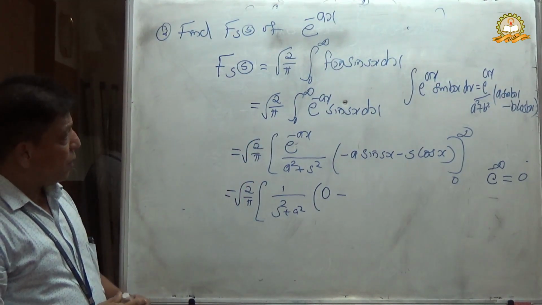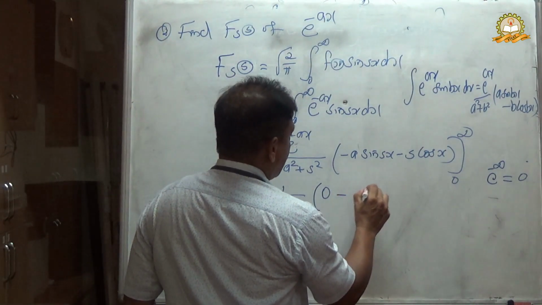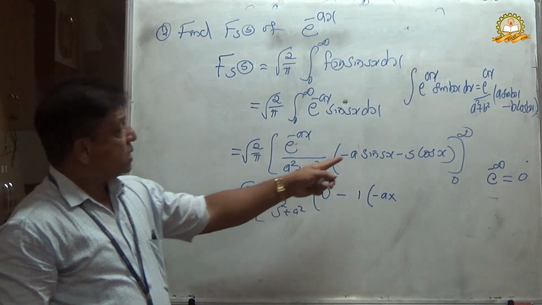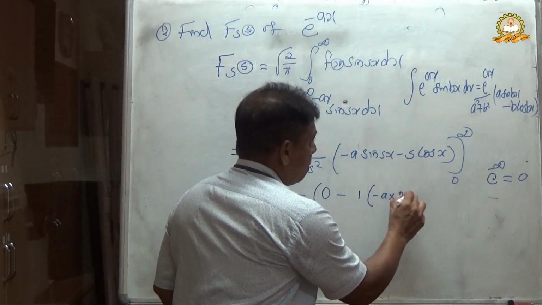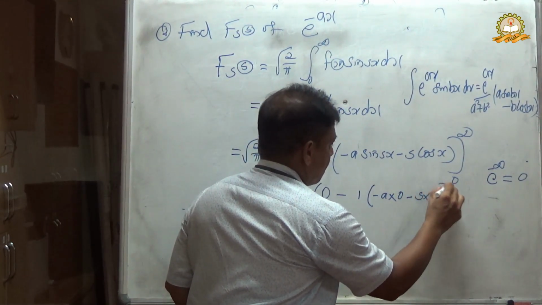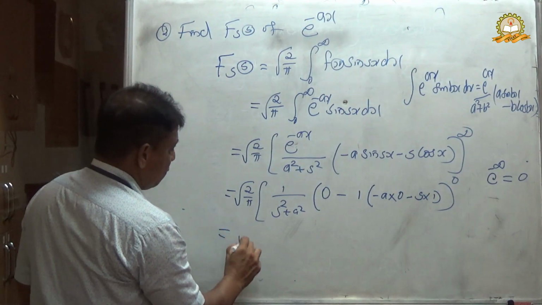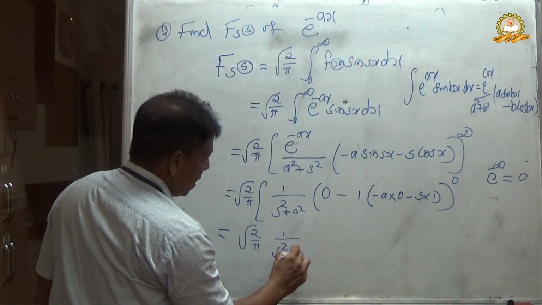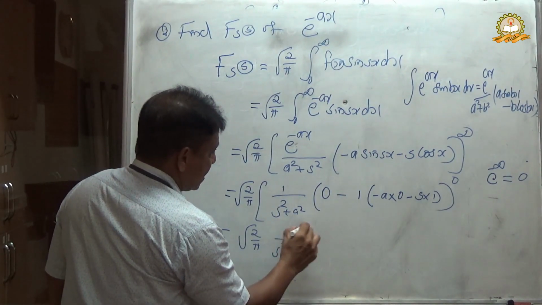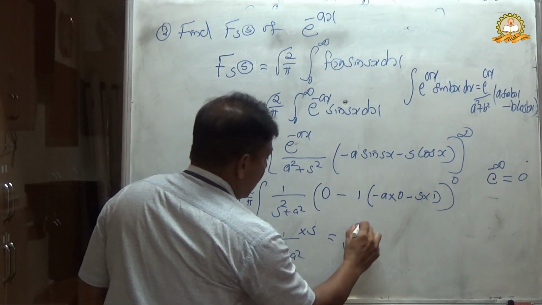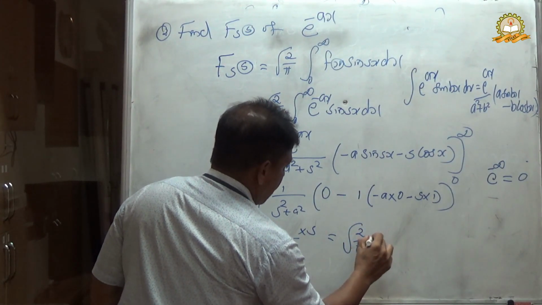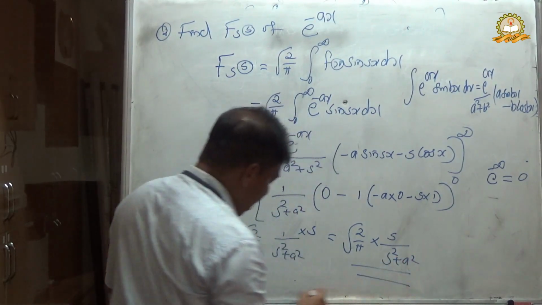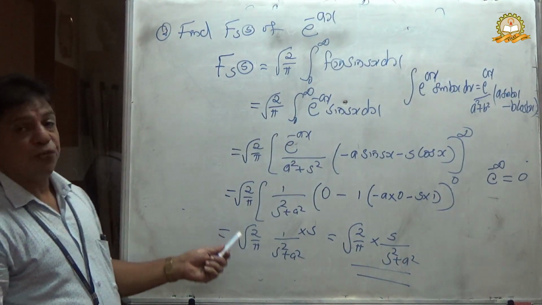Then we apply the lower limit. When we apply the lower limit, 1 into minus a into sin 0, sin 0 is equal to 0, minus s into 1. Therefore, simplifying, we get root of 2 by pi, 1 by a square plus s square, into s. The final result will be root of 2 by pi into s by a square plus s square. This is the Fourier sine transform of the given function.